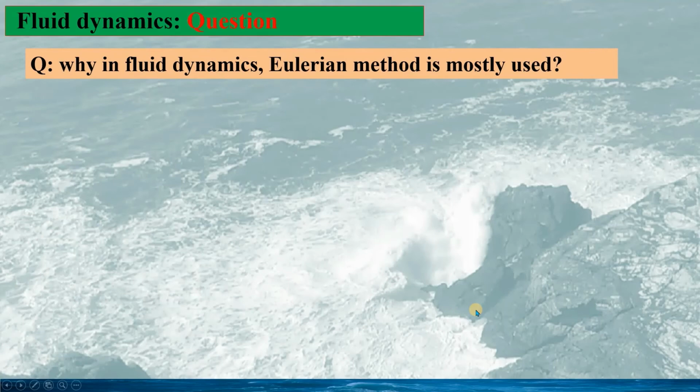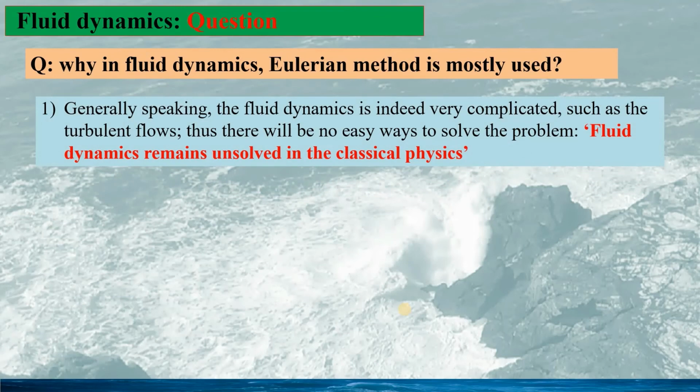Then, we may ask a question: why in fluid dynamics is the Eulerian method mostly used? To answer this question, we can say, generally, fluid dynamics is indeed very complicated, especially for turbulent flows. Thus, there should be no easy ways to solve the problem. As we have seen many times, fluid dynamics, or turbulent flow, remains unsolved in classical physics.